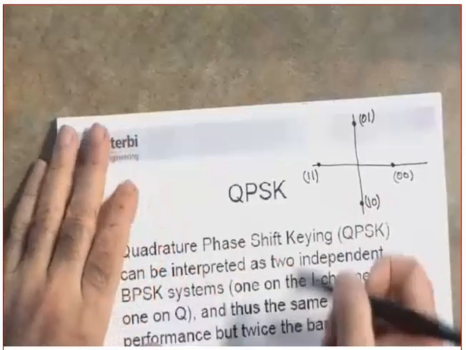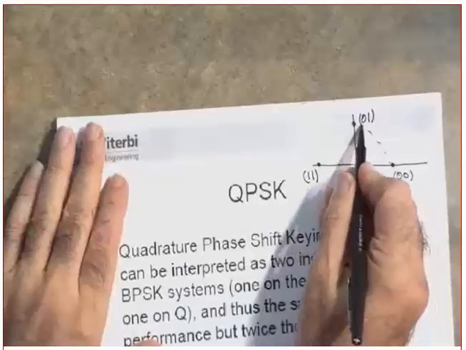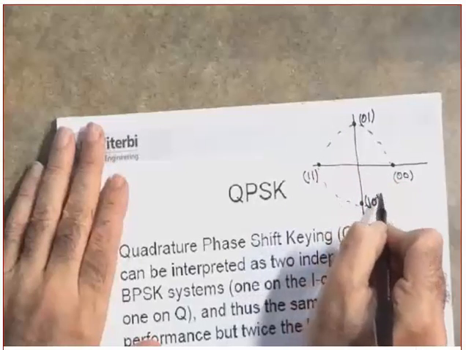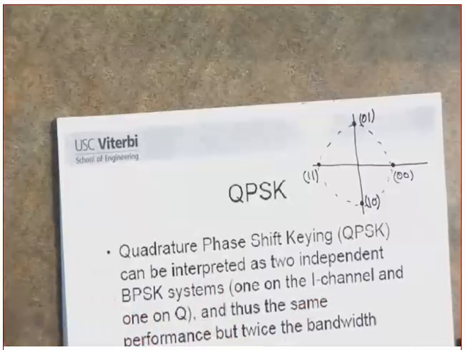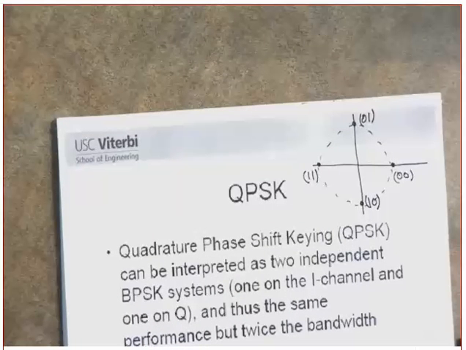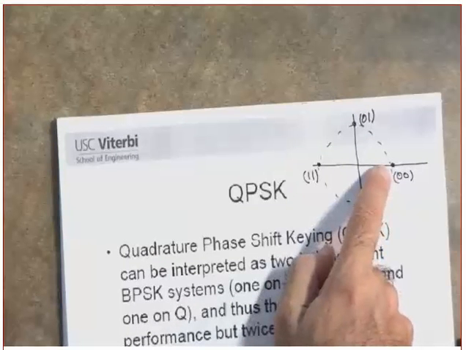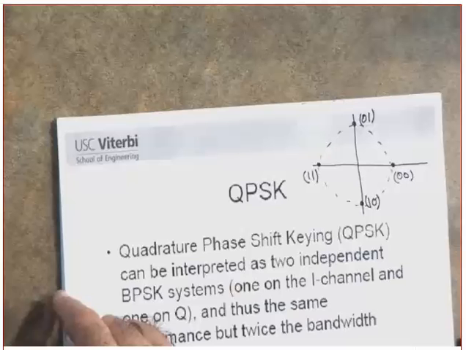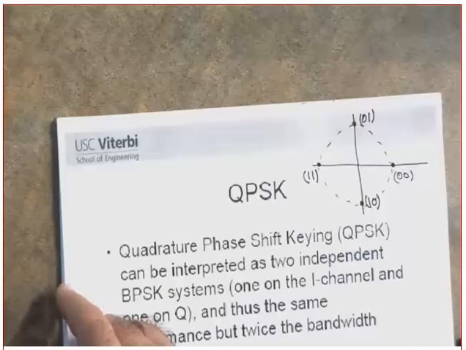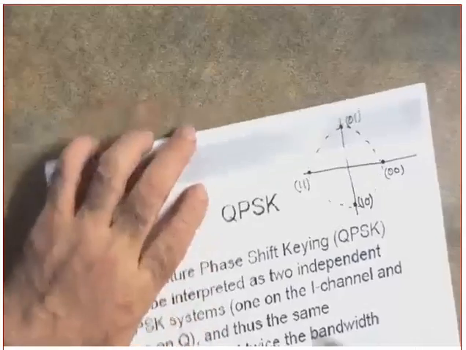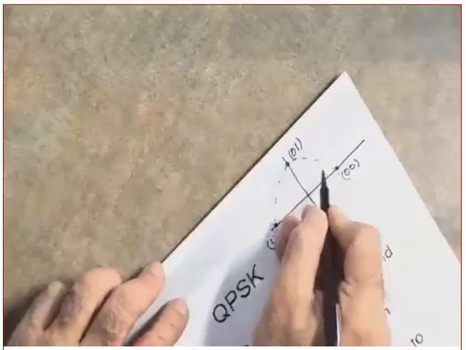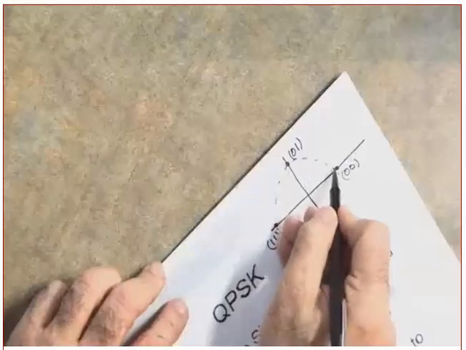Okay. Are these all points on a circle? Yes or no? Okay. However, is this a constant envelope modulation scheme or not? Not constant. Why? Because of the transitions. How many transitions in the phase are allowed here? To go from here to here, do you go around the circle or do you go straight? We go straight. So what we have is like this.